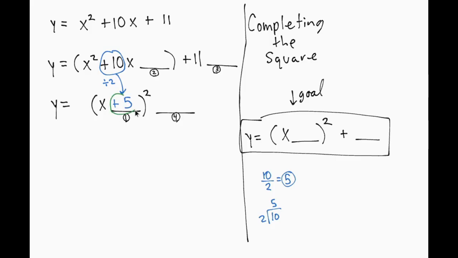To figure out which number goes in the space above, we need to take what we just wrote in the first space and square it. 5 squared is 5 times 5 which equals 25, so we need to put plus 25.